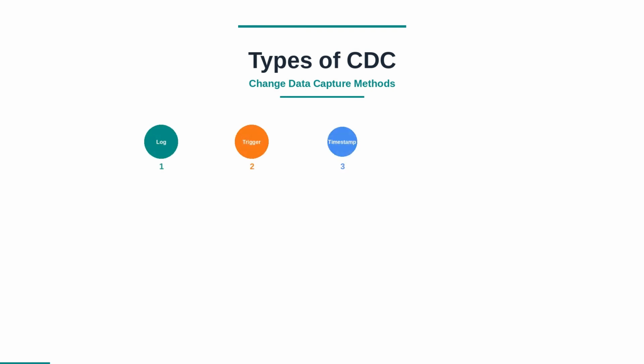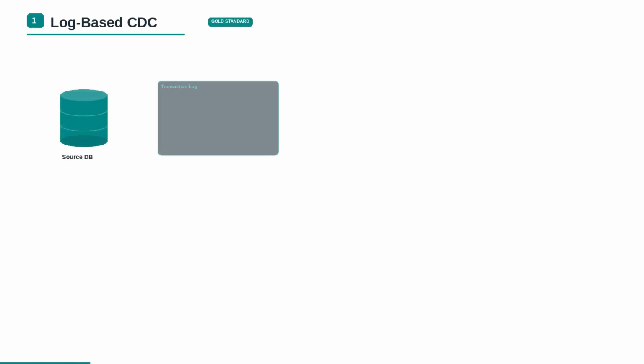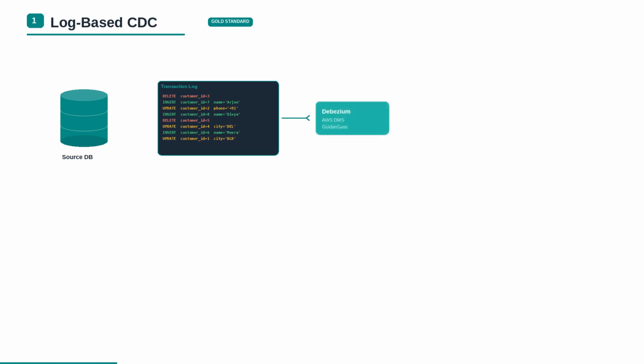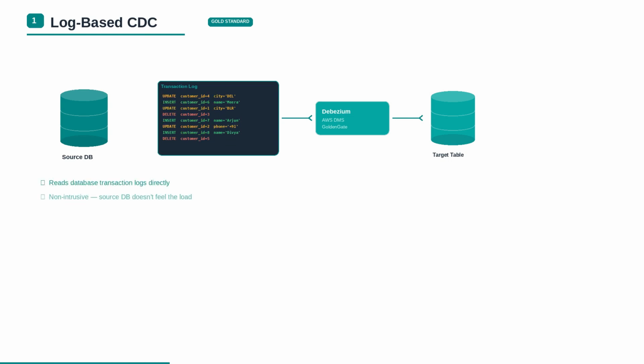Okay. So the first one is log based CDC. This is the gold standard. Your database already keeps a transaction log. Every insert, update, and delete gets recorded there. Tools like Debezium, AWS DMS, or Oracle GoldenGate read these logs directly. It's non-intrusive, meaning your source database does not even feel the load. This is what most production systems use.